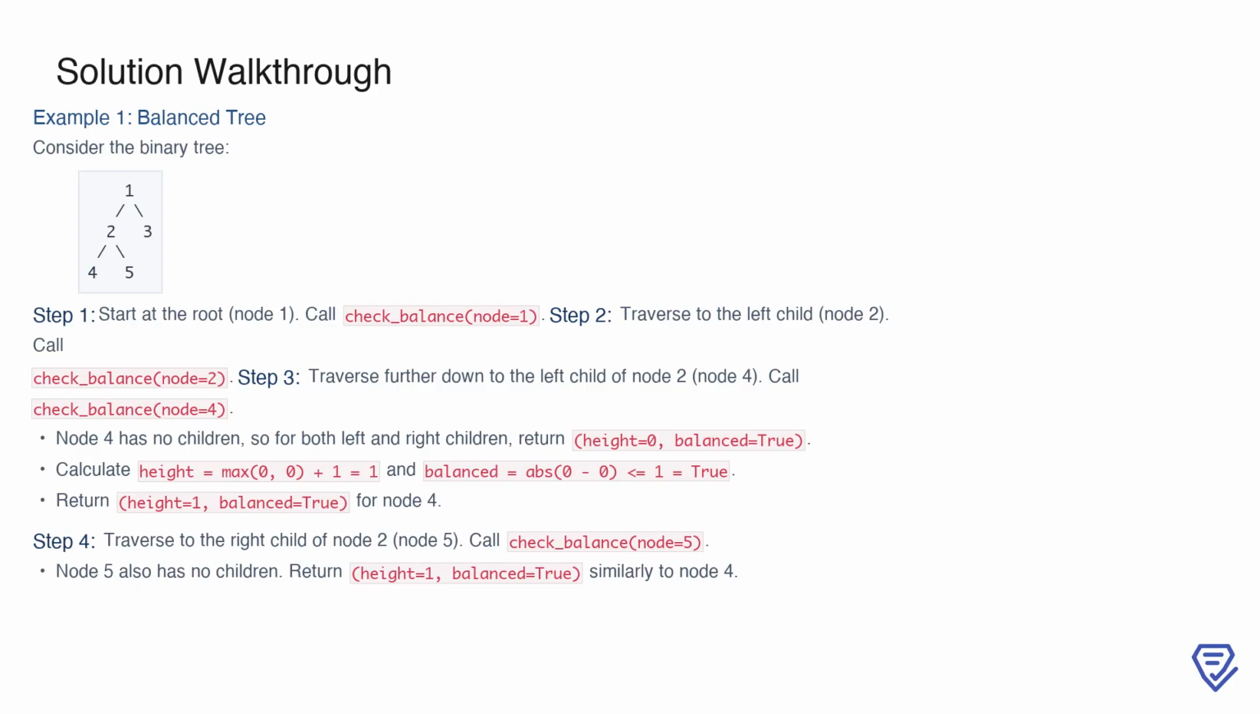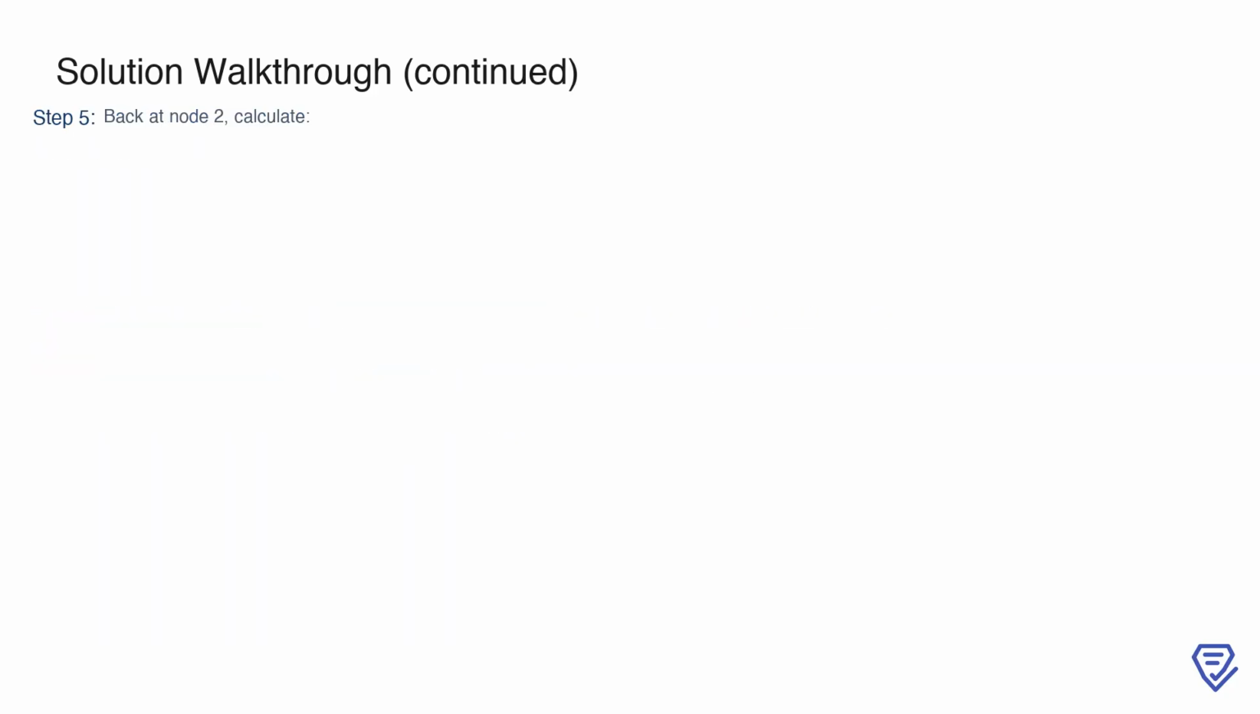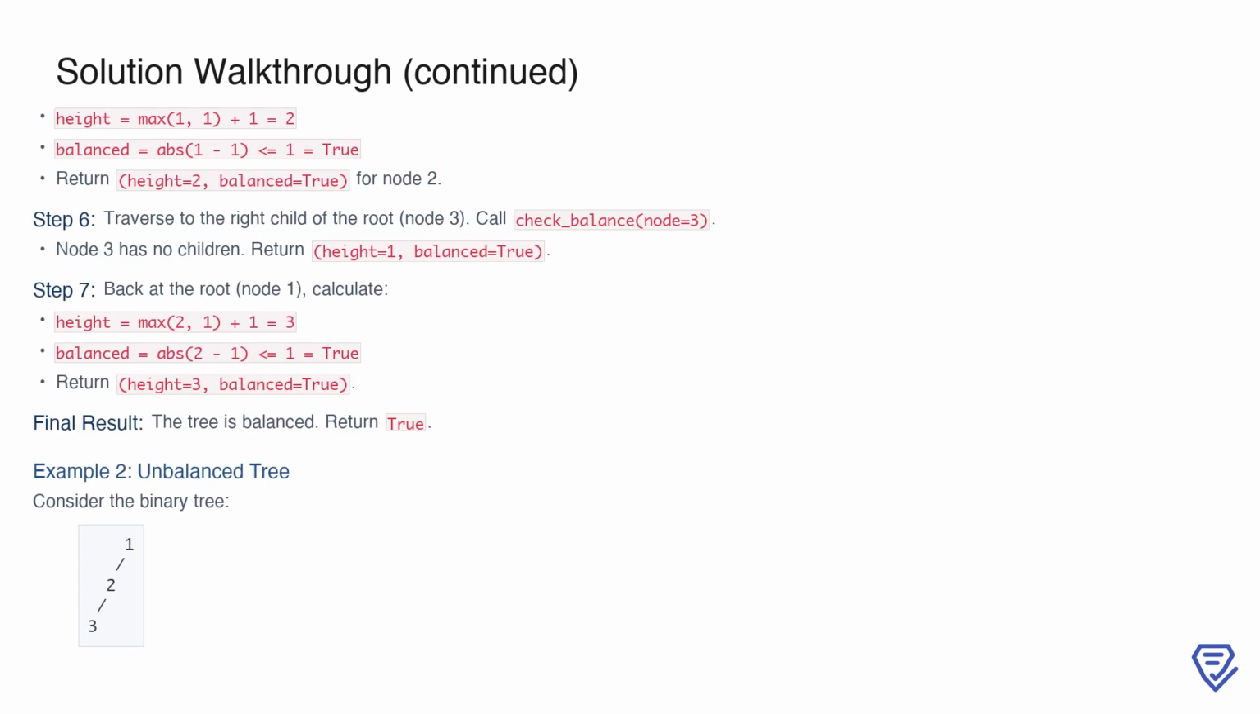Next, we move to the right child of node 2, which is node 5. Similar to node 4, it is also a leaf node. So, we return a height of 1 and a balanced status of true for node 5. With both child nodes processed, we now focus back on node 2. At node 2, we calculate the height and balance status based on its children. The height is determined as max(1, 1) + 1 = 2, and the tree remains balanced because the height difference between the left and right subtrees is abs(1 - 1) = 0, which is within the allowed limit of 1. We return a height of 2 and a balanced status of true for node 2.